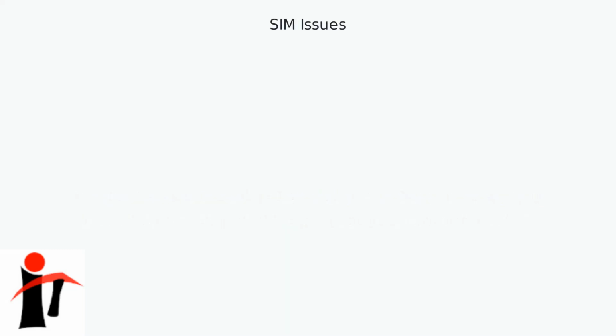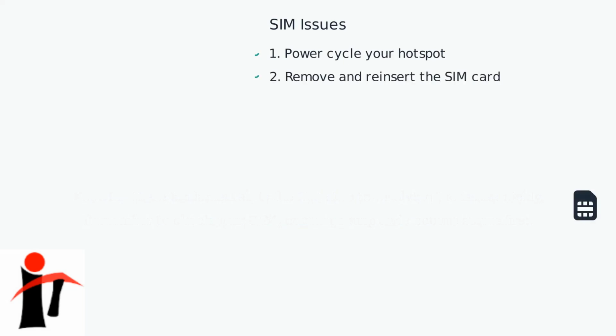For SIM issues, first power cycle your hotspot by turning it off and on again. Next, remove and reinsert the SIM card, ensuring it's properly seated. If that doesn't work, clean the SIM slot with compressed air.